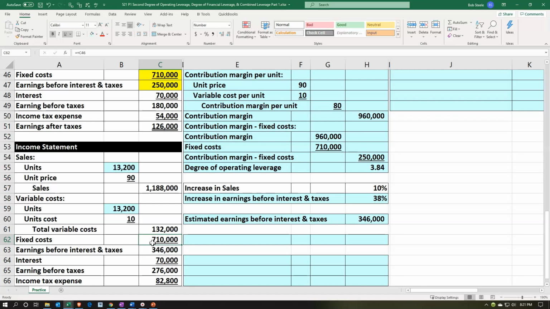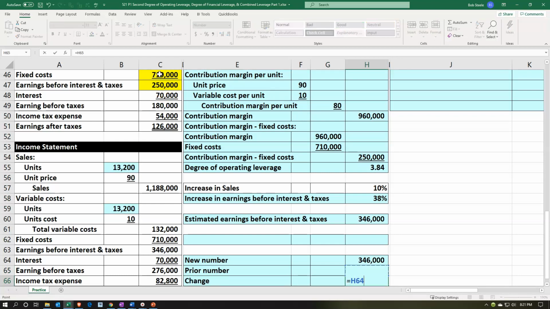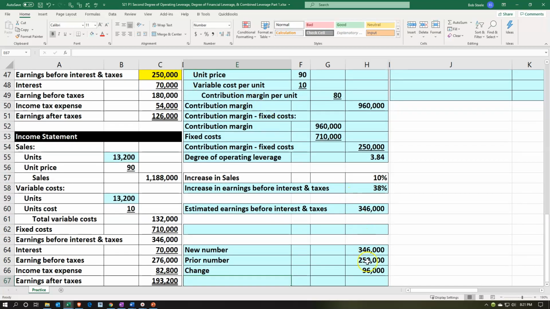So now let's calculate, if we look at the earnings before interest and taxes, we have the 346,000 that we estimated here. So now we've calculated it with the full income statement. Let's recalculate the increase now, that 38% increase. Here's the new number. If we were to have that increase, we come out to the 346,000, and this is the prior number. We were at the earnings of 250,000. The change is equal to the 346 minus the 250, or the 96,000.